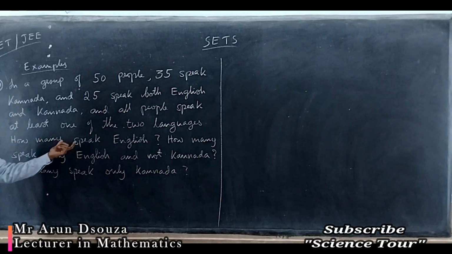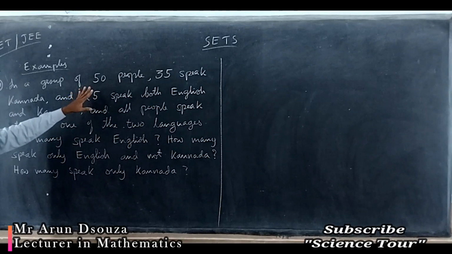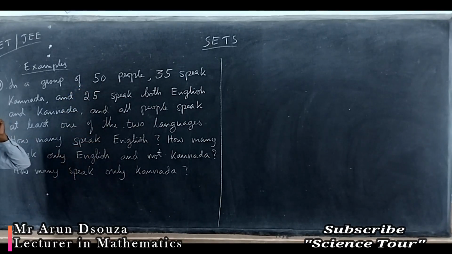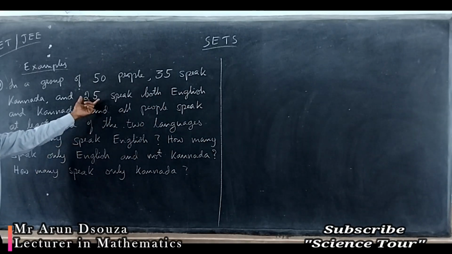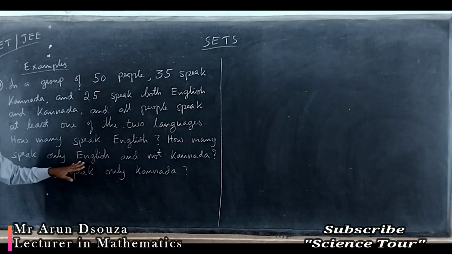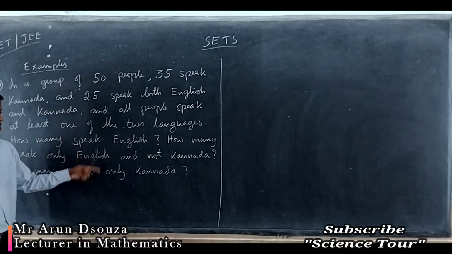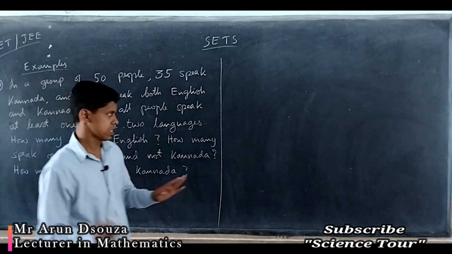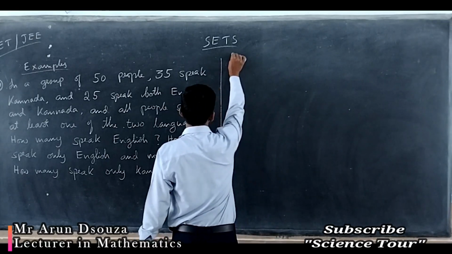How many speak English? That's the first question. 35 speak Kannada, but we don't know how many speak English, so that's what we have to find. How many speak only English and not Kannada? There may be some people who speak both English and Kannada, 25. You want to find how many people speak only English and do not know Kannada, and how many speak only Kannada. So these two questions are similar. Now first let us write what is given.